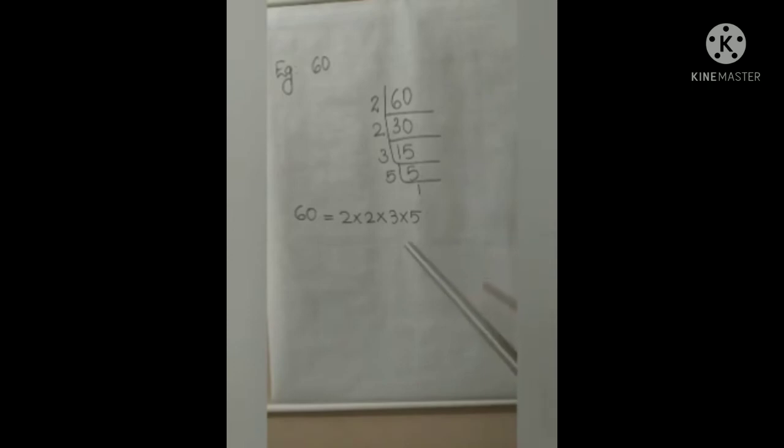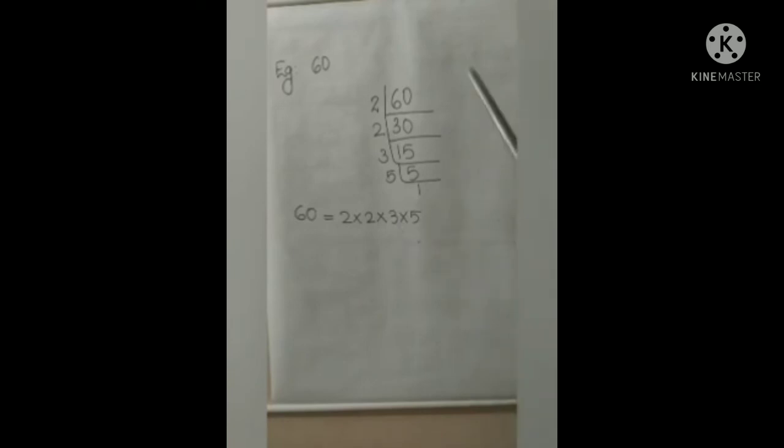Now make sure once more that the numbers you used here are prime. 2 is a prime number. 3 is a prime number. 5 is also a prime number. So all the numbers we used here are prime numbers. Now one more last step. Confirm the answer is correct. What is 2 into 2? 4. 4 into 3? 12. 12 into 5? 60. So our factorization is correct. Also all the numbers are prime. So the prime factorization of 60 is 2 into 2 into 3 into 5.